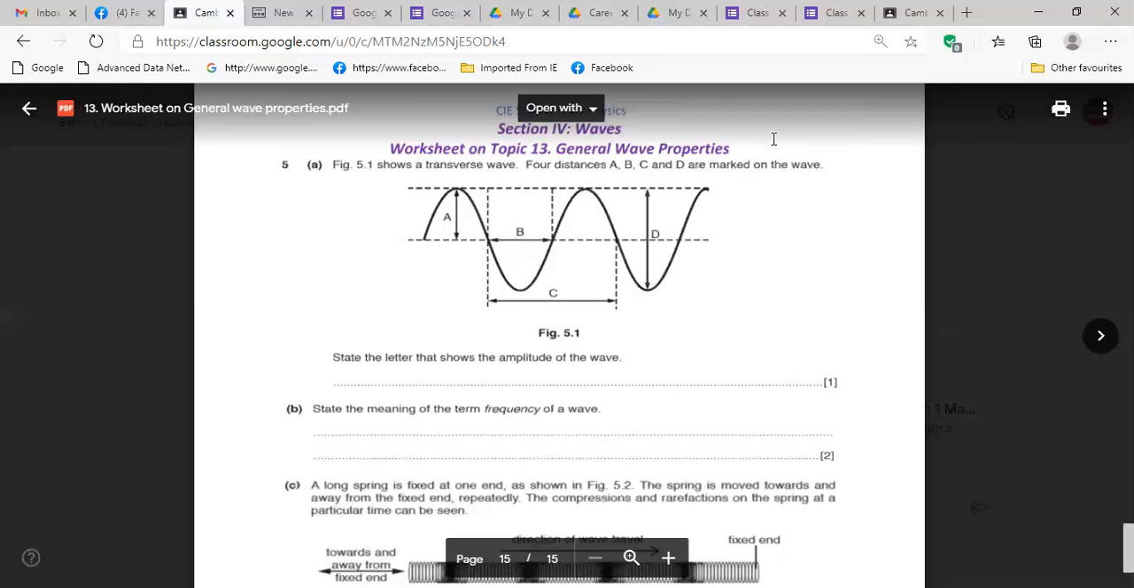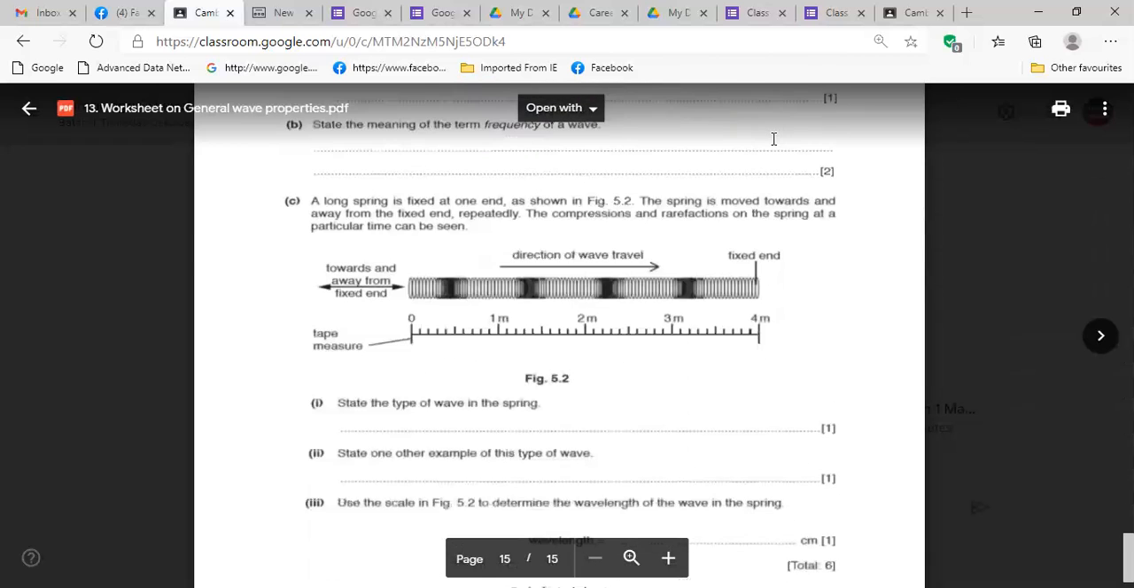Then part B, read. State the meaning of the term frequency of a wave. The number of complete waves per unit time. Very good. Have you written it?